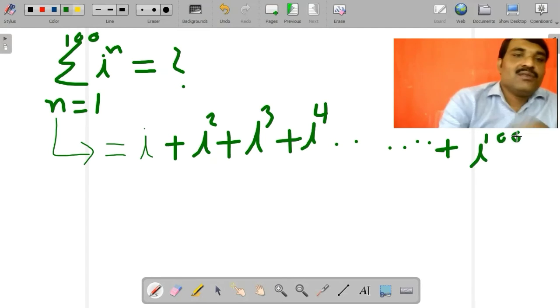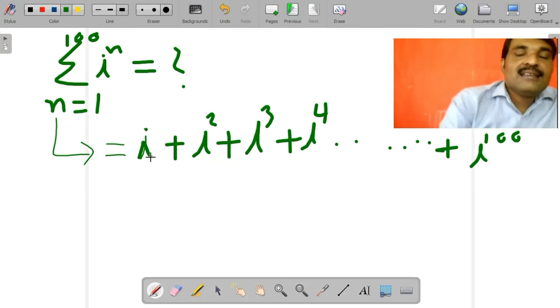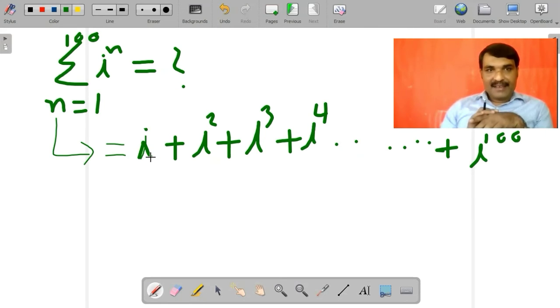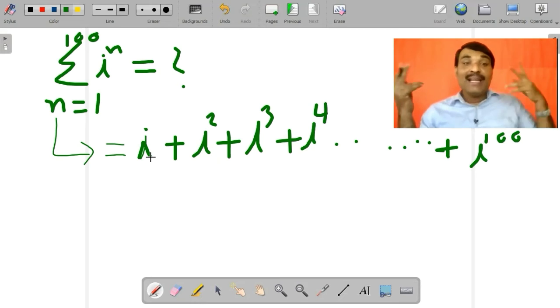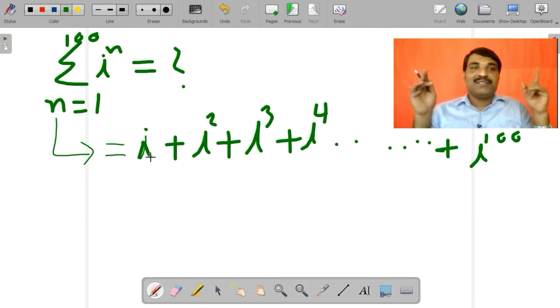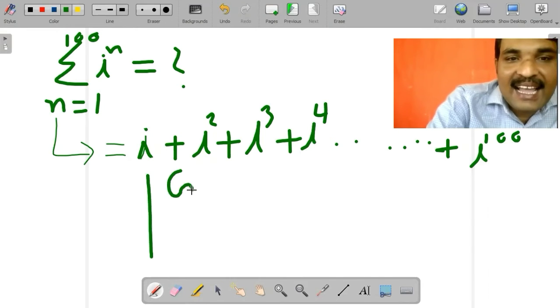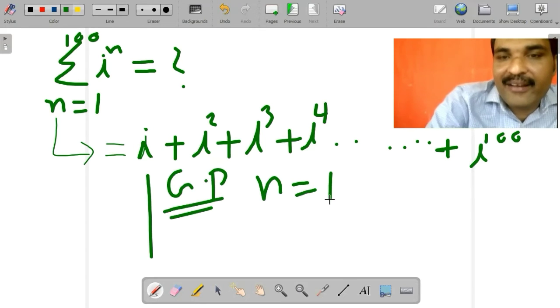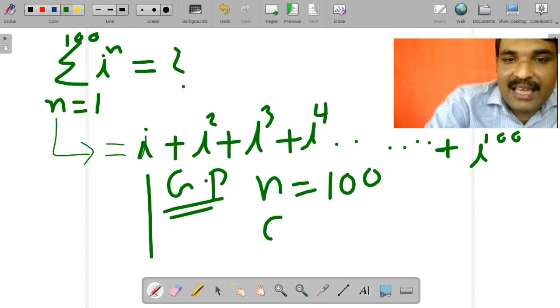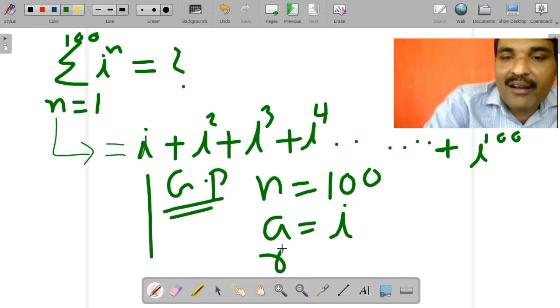Okay. So look at this expression. This is a GP, right? Geometric progression. How many terms? We have 100 terms. So n is equal to 100. But the first term is iota. Common ratio is also iota. So this is a GP having number of terms N equal to 100, first term A equal to iota, and common ratio R also equal to iota.